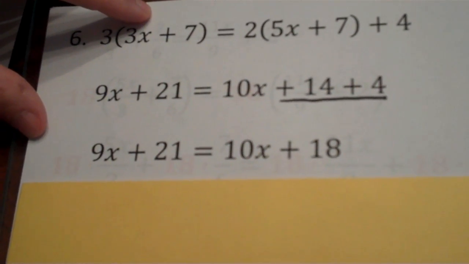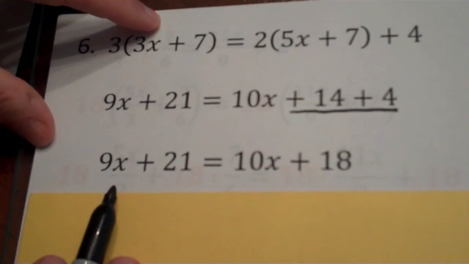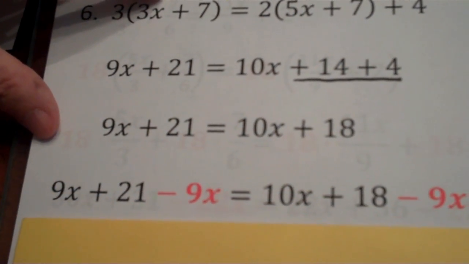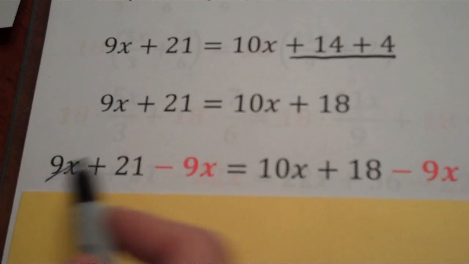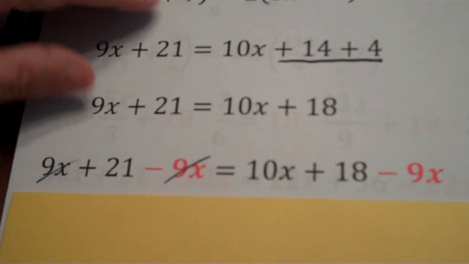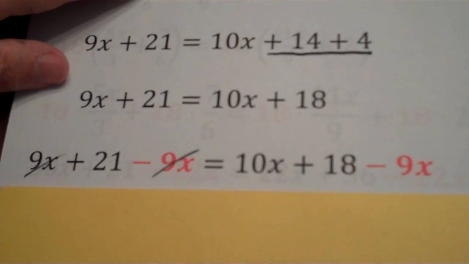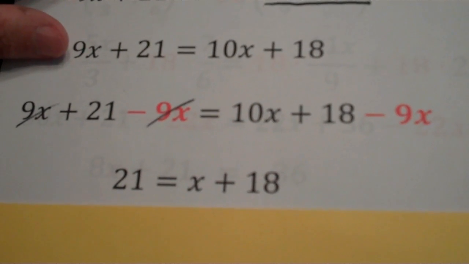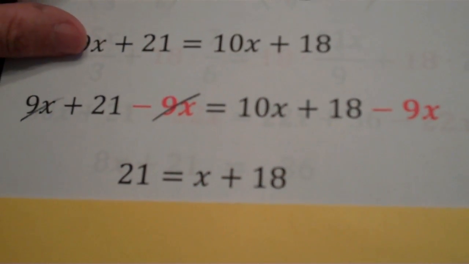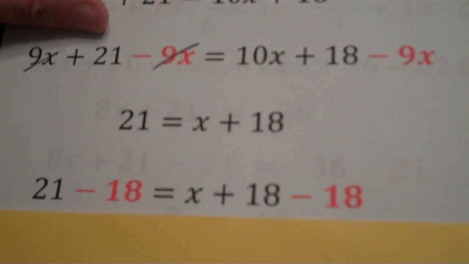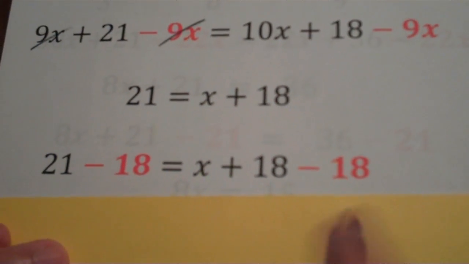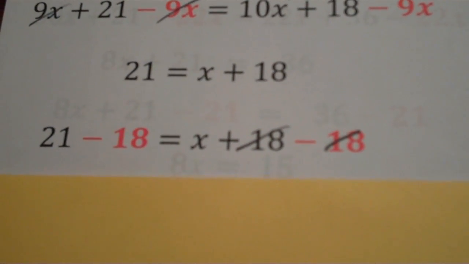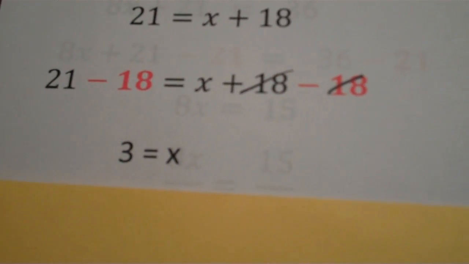Now I need to eliminate my smaller variable. That would be the 9x in this case. To eliminate the 9x, I will merely subtract 9x from both sides of my equation. On the left, again, those cancel, and I'll be left with 21. On the right side, I'll combine my like terms, where I have 10x minus 9x is 1x plus 18. Now the only thing I have left to do is to eliminate my plus 18. I will go ahead and subtract 18 from both sides of my equation. On the right side, these cancel. On the left, I have 21 minus 18, which is 3. So I have my final answer, x equals 3.